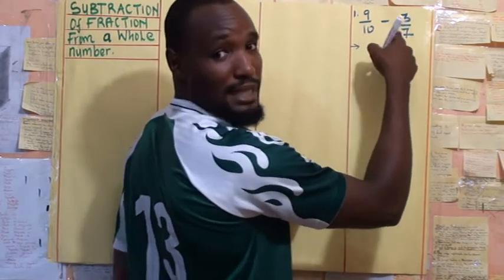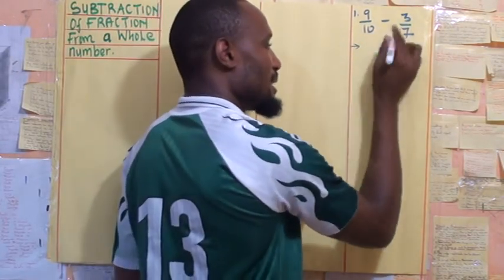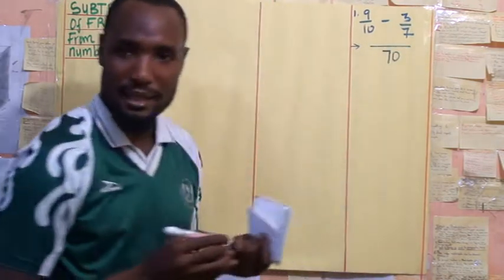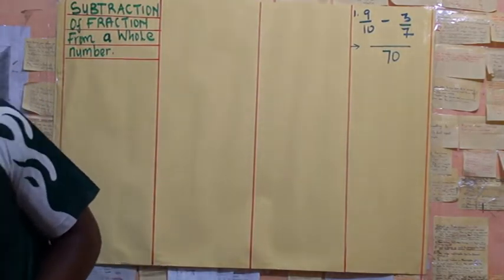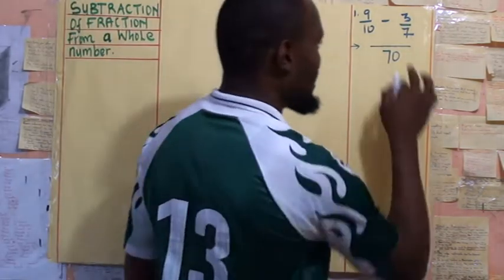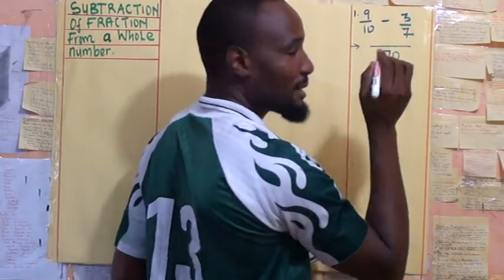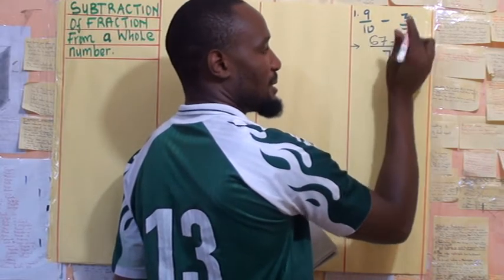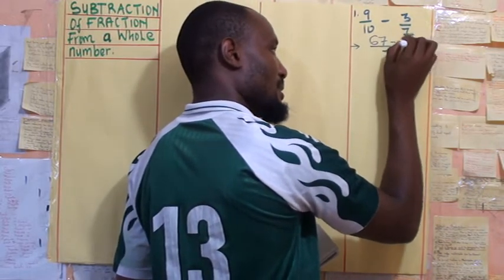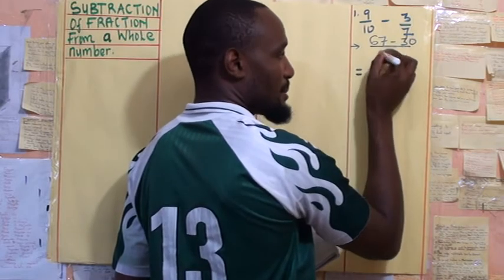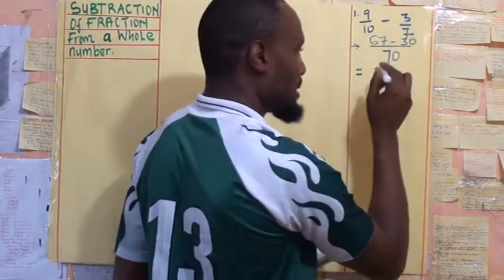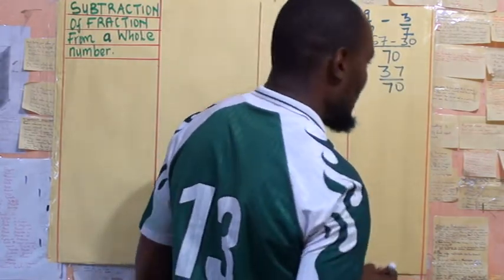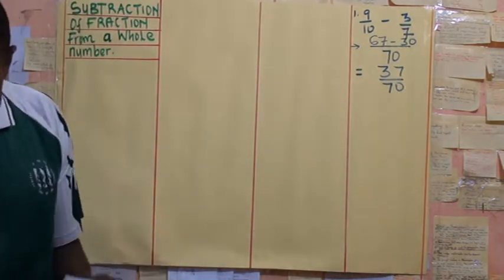We said multiply the denominators, that is 10 times 7. 10 times 7 is 70. Then we multiply 7 by 9. 7 by 9 is 63. 63 minus 10 times 3, that is 30. So your answer becomes 63 minus 30, that is 33, over 70. That one was the first one.